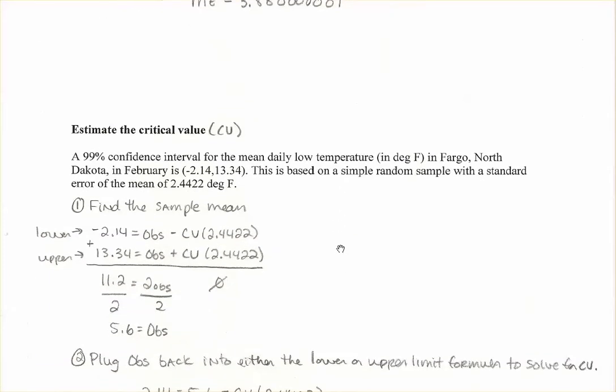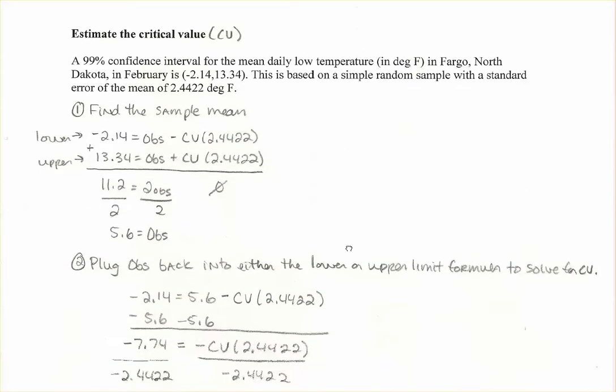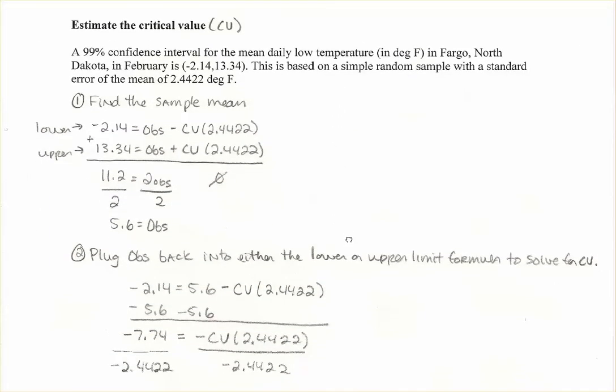All right, moving on to estimating the critical value. Now this one's a little bit different. We're going to start by finding the sample mean. So the first thing you do when you're solving for the critical value or estimating the critical value is find the sample mean. We've already done that before. We're going to use the upper and lower limit formula again.